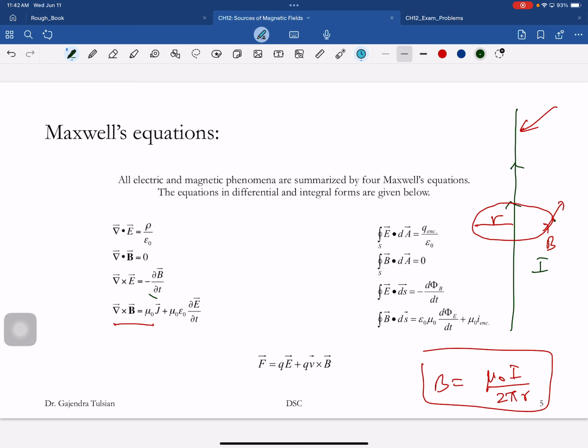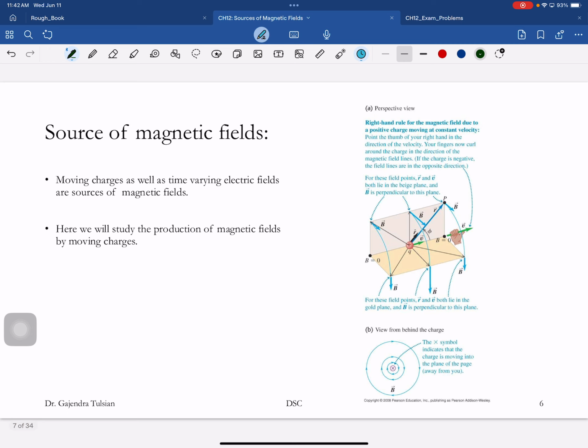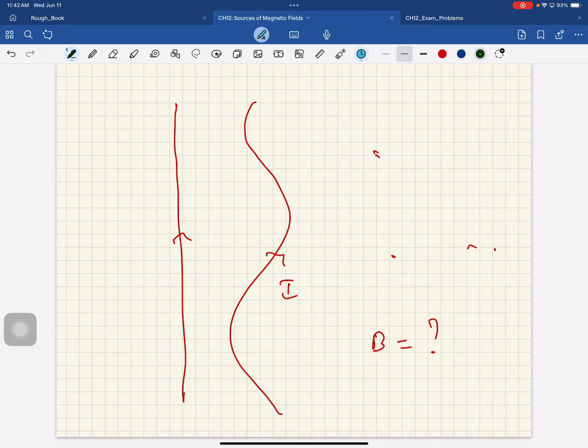All right, so we're talking about this half of the equation today. So what is it that we're saying? We're saying that moving charges are going to produce magnetic fields. Now, everything we talk about really relates to magnetostatics.